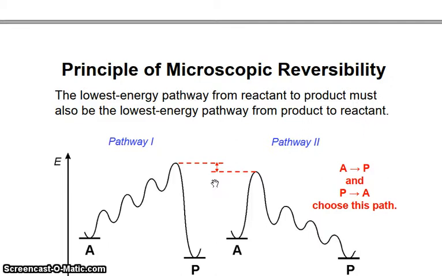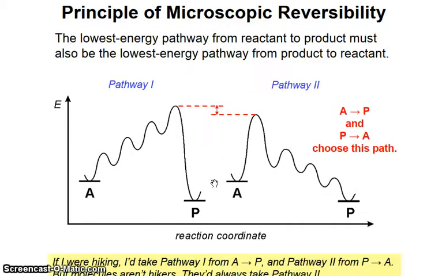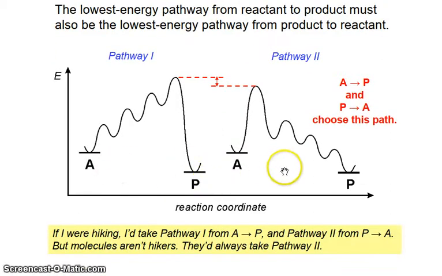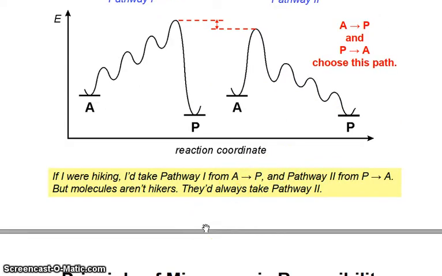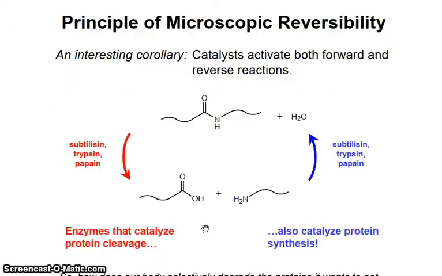Principle of microscopic reversibility: the lowest energy pathway from reactant to product must also be the lowest energy pathway from product to reactant. So this is one path, A to P and P to A. Choose this path. If I were hiking, I would like pathway 1 from A to P and pathway 2 from P to A. But molecules are not hikers. They would always take pathway 2. So the principle of microscopic reversibility has an interesting corollary: a catalyst activates both forward and reverse reactions.